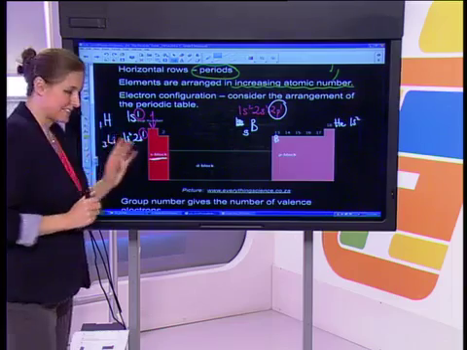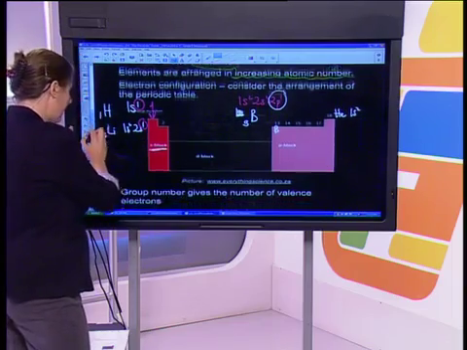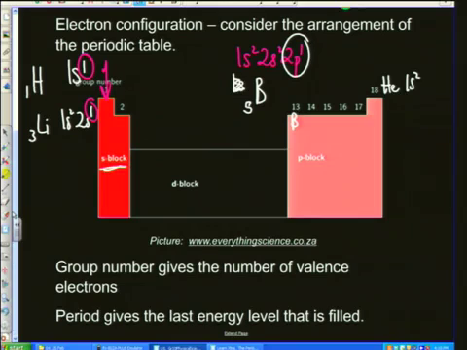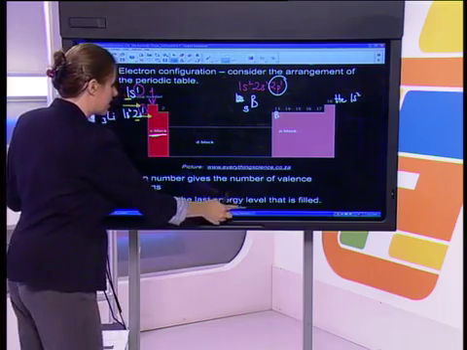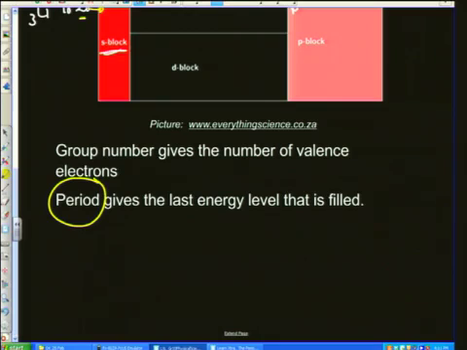Then there's something else that I want you to pick up. The period gives the last energy level that is filled. So have a look at this. This started with number 1 and ended with number 1. And it's in the first period going across. This one ended with number 2 and it fits into the second row, or the second period. And so that's the next little thought to have there. The period gives the last energy level that is filled.